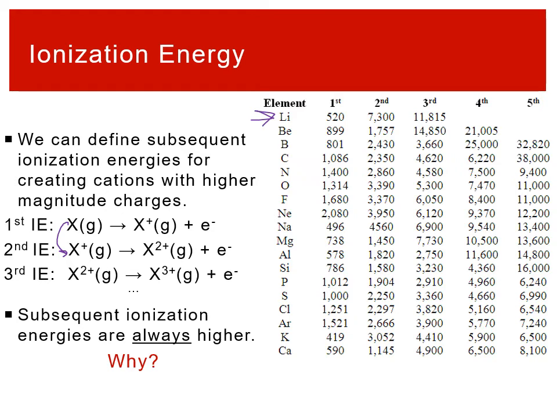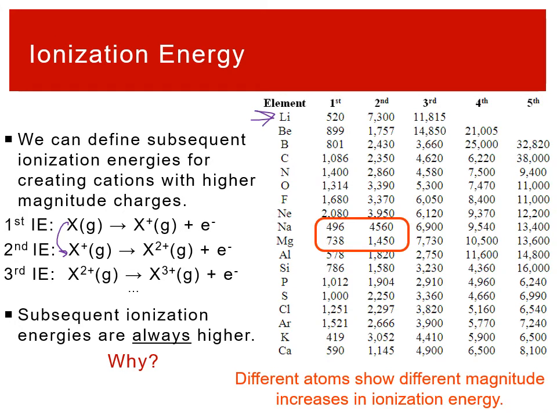So it doesn't matter what row you look at, the numbers always go up. Subsequent ionization energies are always higher. But they are not always increasing by the same magnitude. For example, if we look at sodium, that is 496 for its first ionization energy, and magnesium is 738. And so it makes sense that it takes more energy to remove an electron from magnesium, which is to the right of sodium on the periodic table.